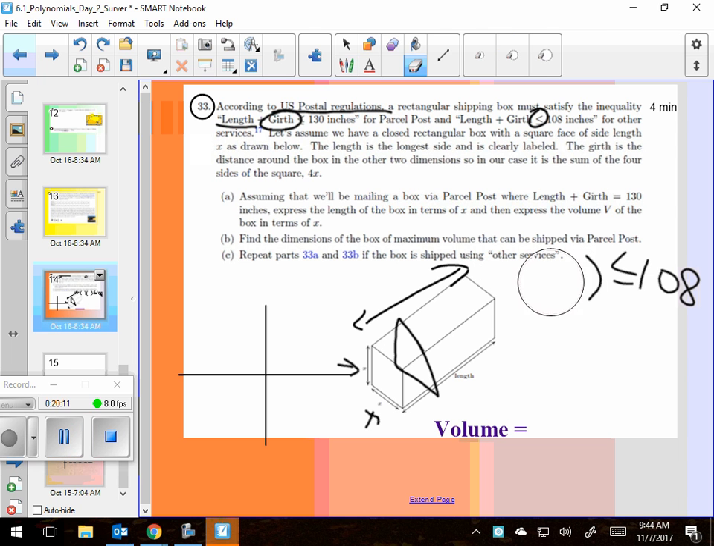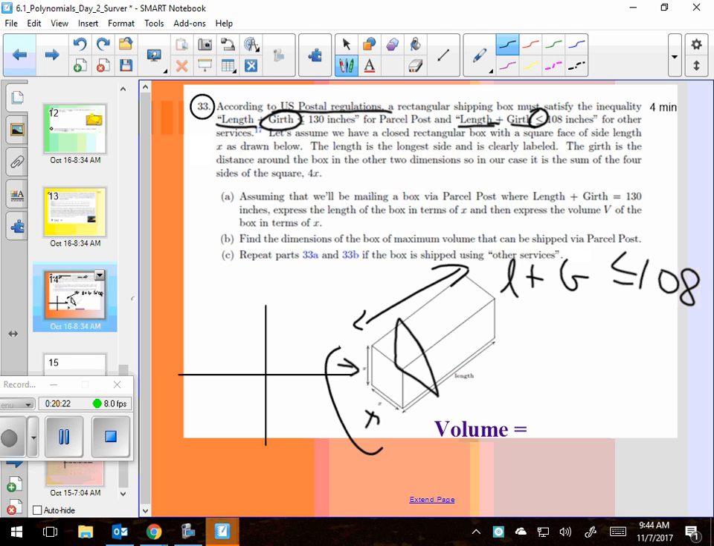And actually, I believe this is length plus girth, and so therefore it's the length, which I can call L, plus the girth. And the girth I know because I've got this part. Don't say x squared. What's the girth? The distance all the way around the box. 4x. X plus x plus x plus x. 4x. The girth is 4x. And that leaves me only with the length left.